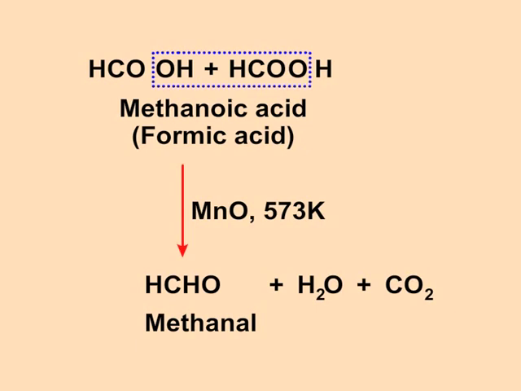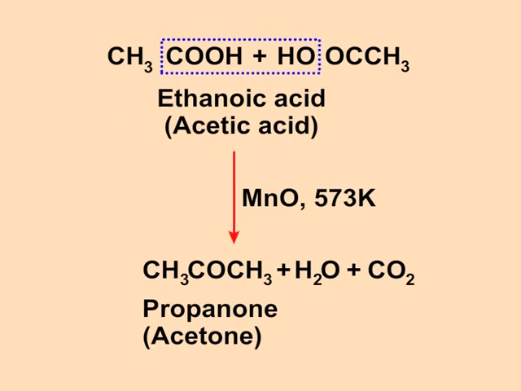carbon dioxide. Ketones can be prepared by passing the vapor of fatty acids over manganese oxide, MnO, at 573 Kelvin. Fatty acids other than methanoic acid must be used. By passing acetic acid vapors over manganese oxide at 573 Kelvin, acetone, water and carbon dioxide are formed.